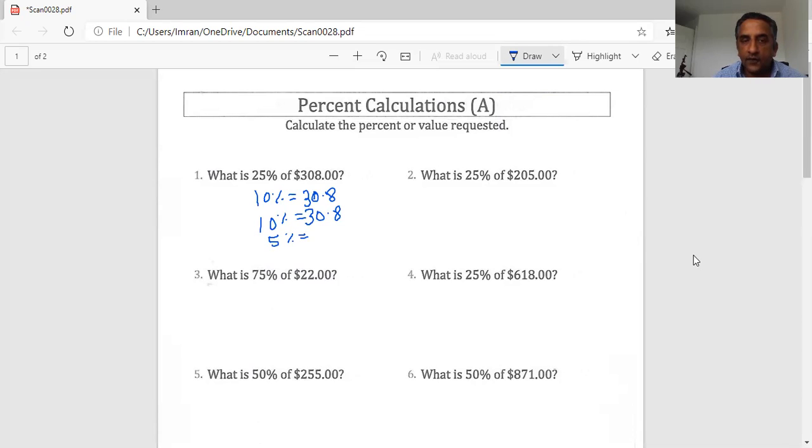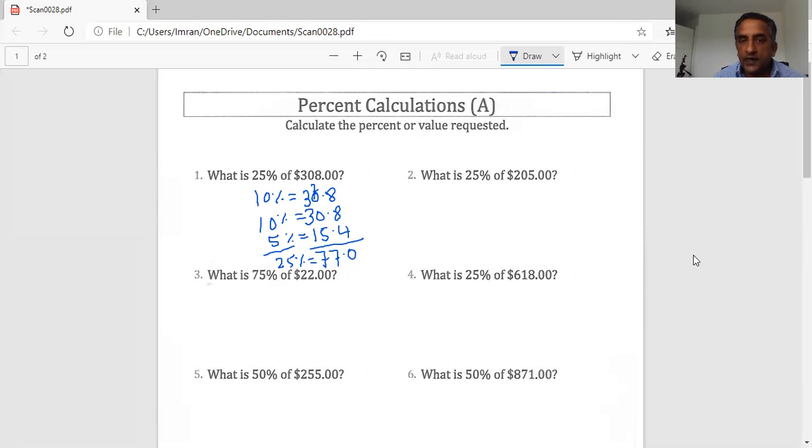So half of 30 is 15.4, because half of 8 is 4. Then we can add them. So 8 plus 8 is 16. 16 plus 4 is 20. So we write 0 and 2 carry forward. Now 2 plus 5 is 7. And 3 plus 3 is 6. 6 plus 1 is 7. So 77. So when we add this side, it will be 10 plus 10 is 20. 20 plus 5 is 25. So 25% is equal to 77. So this will be the answer for the first one.